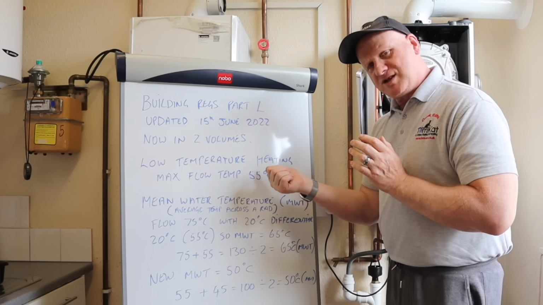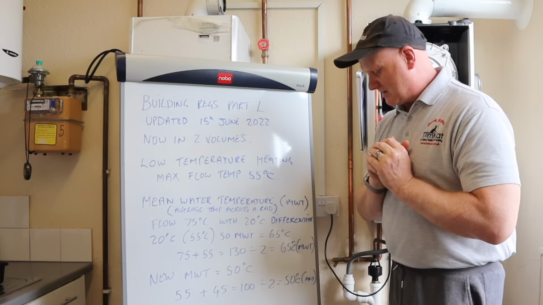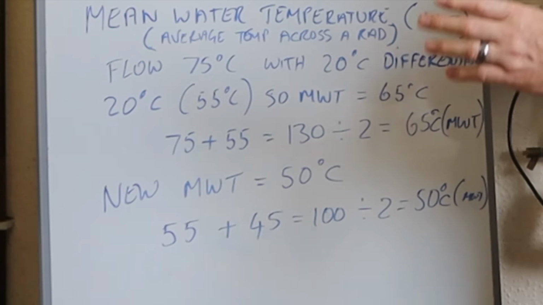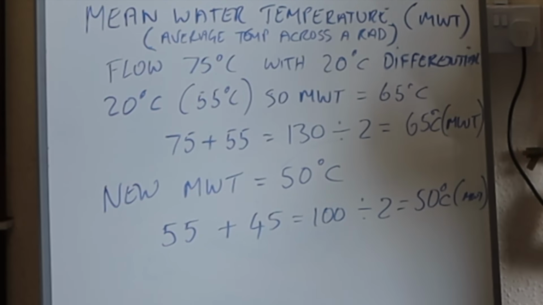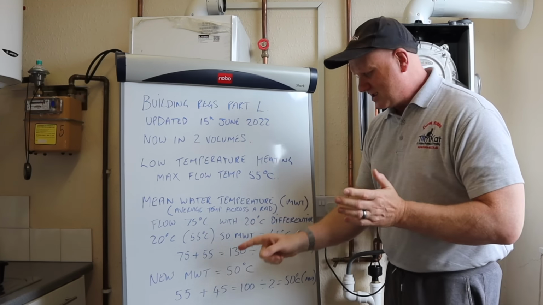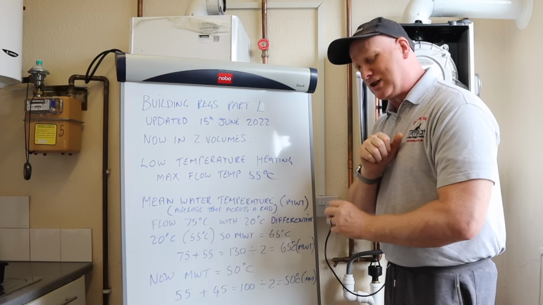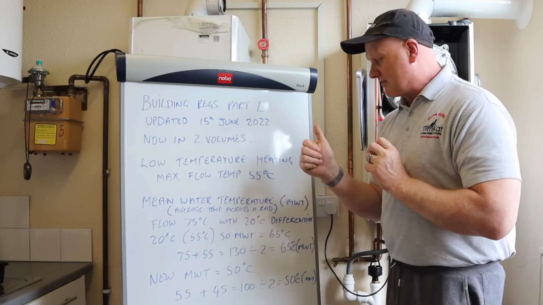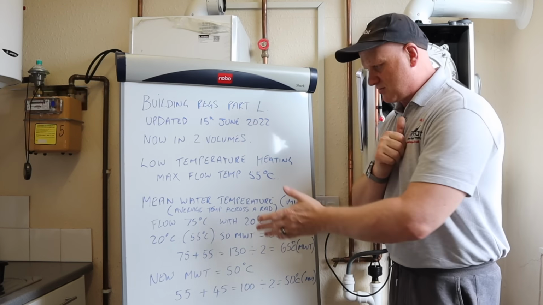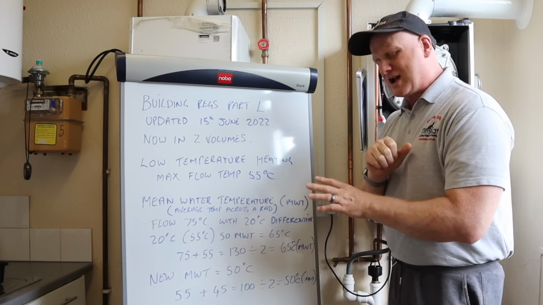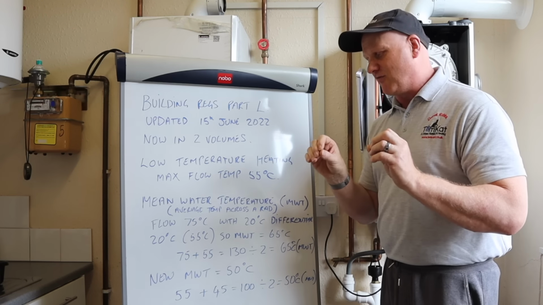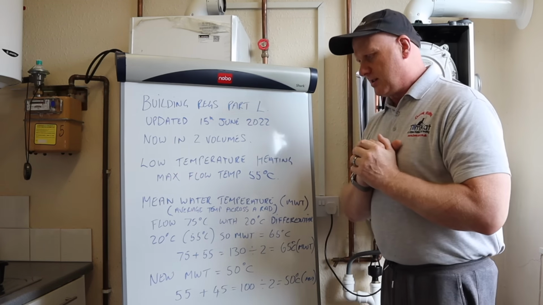So if we're reducing the flow temperature to 55, our mean water temperature then will reduce to 50. But that's with a 10 degree difference, because it's very, very unlikely that if we're reducing our flow temperatures on a traditional system set up for 75, we're actually going to get this 20 degree difference across the boiler.